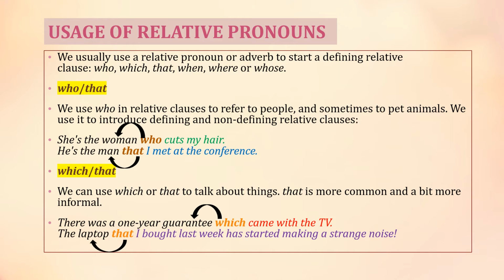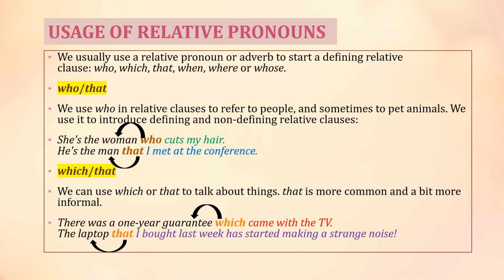We use relative pronouns to form relative clauses. Sometimes relative adverbs also will be used. They are words like who, which, that, when, where, whose, etc. Who or that are used to refer to a person or sometimes pet animals. Like, she is the woman who cuts my hair. Here who is speaking about the woman who cuts my hair. He is the man that I met at the conference. Here that can also be used for referring to a person.